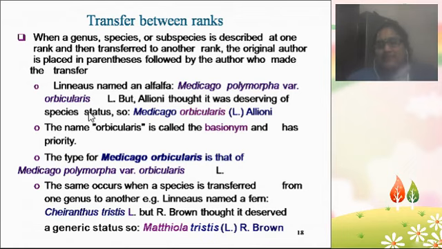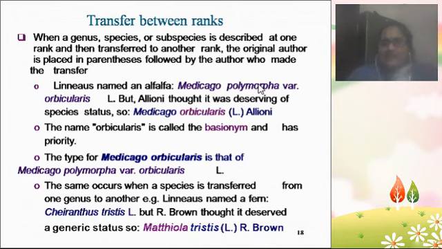Initially, that is. Later, Allioni, another scientist, kept the orbicularis word at the species level. See here, Linnaeus initially kept orbicularis at the subspecies level. This is genus and this is subspecies, and this is genus and this is species. Later, Allioni transferred the orbicularis position from the subspecies to the species level. Medicago polymorpha variety orbicularis became Medicago orbicularis, meaning the orbicularis word was lifted from the subspecies to the species level.